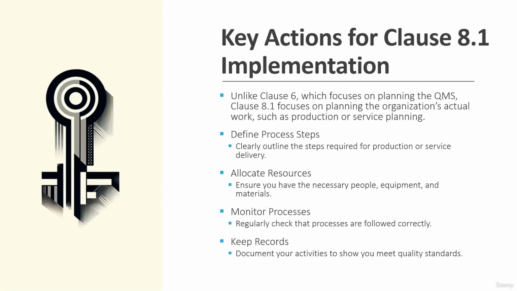Now, just to wrap it up, let's look at the key actions. The key actions are basically the summary of this clause, what you need to do to implement clause number 8.1. First thing is, when you're implementing clause 8.1, which is operational planning, you need to take care of risks and opportunities which you have identified earlier. Then you need to define the process steps, that these are the steps, these are the controls which you are putting for those processes. You need to allocate resources, you need to monitor the process, check whether the requirements are being met or not, and then you need to keep a record of everything, a record of the requirement and a record of the action being taken and the outcome of the process.